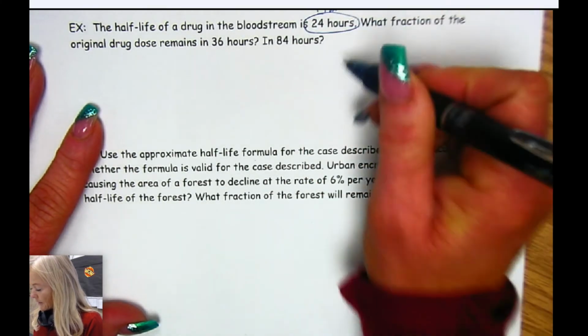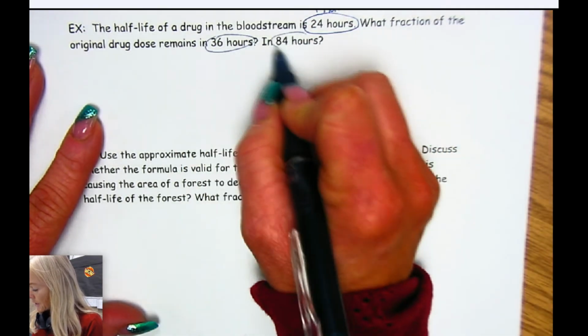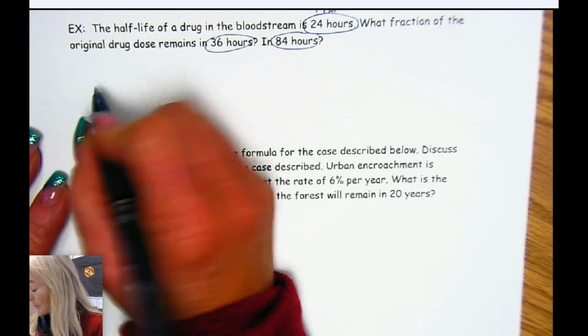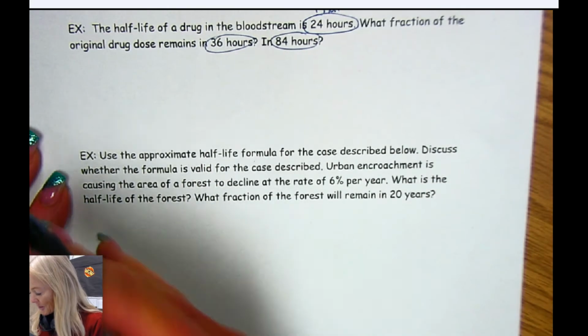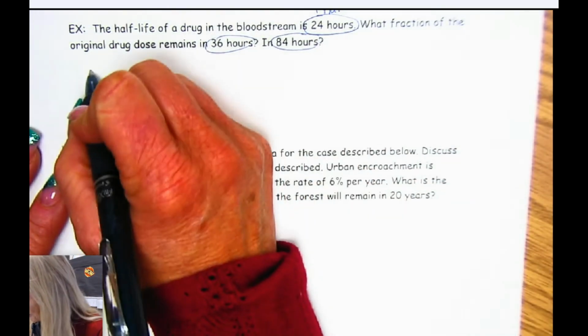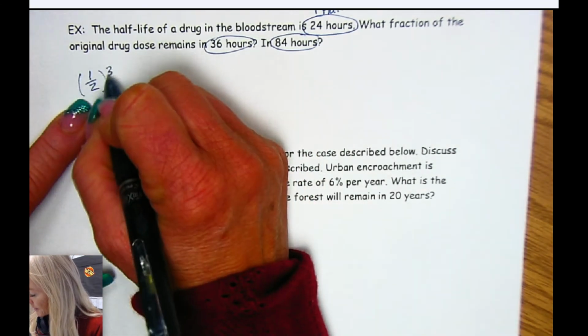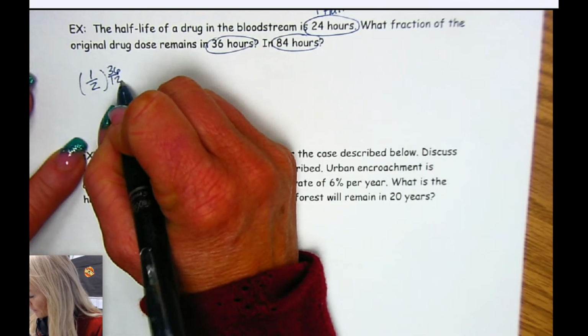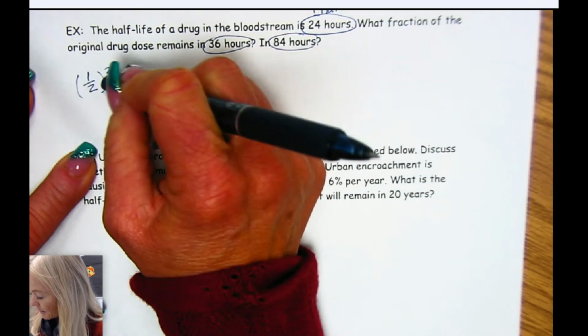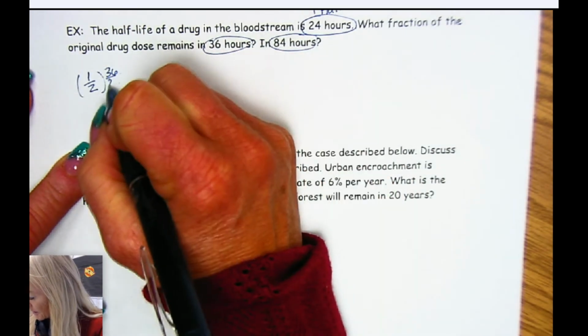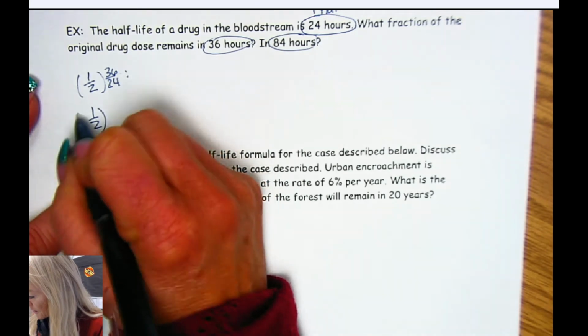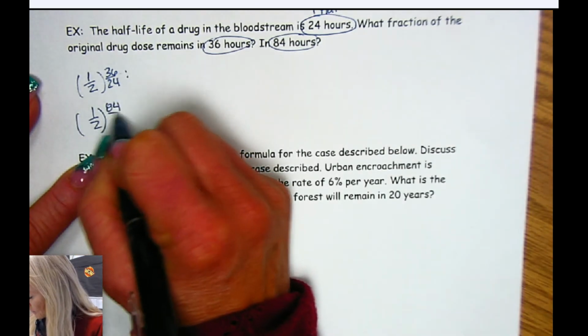All right, t half, and then we're asked to find the amount in the bloodstream after 2 different time periods have passed. So we'll have 1/2 to the 36 divided by half-life. Whoops, 24 is the half-life. All right, 36 over 24, and then we'll have 1/2 to the 84 over 24.